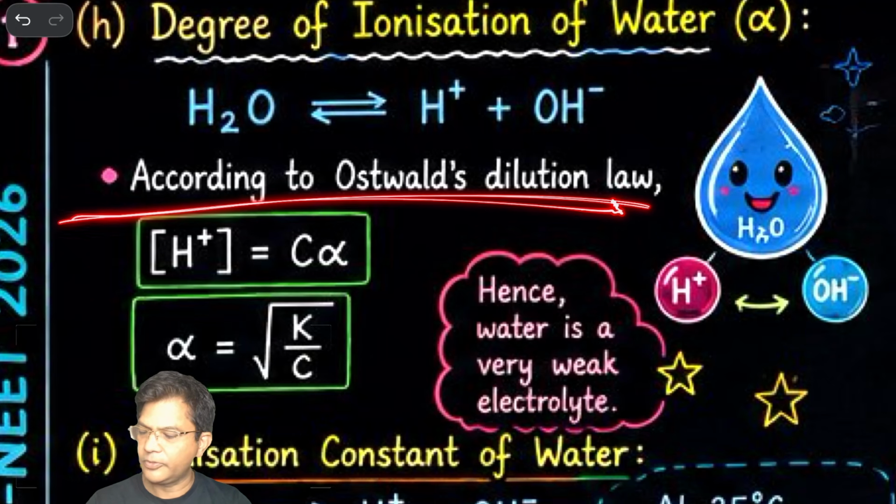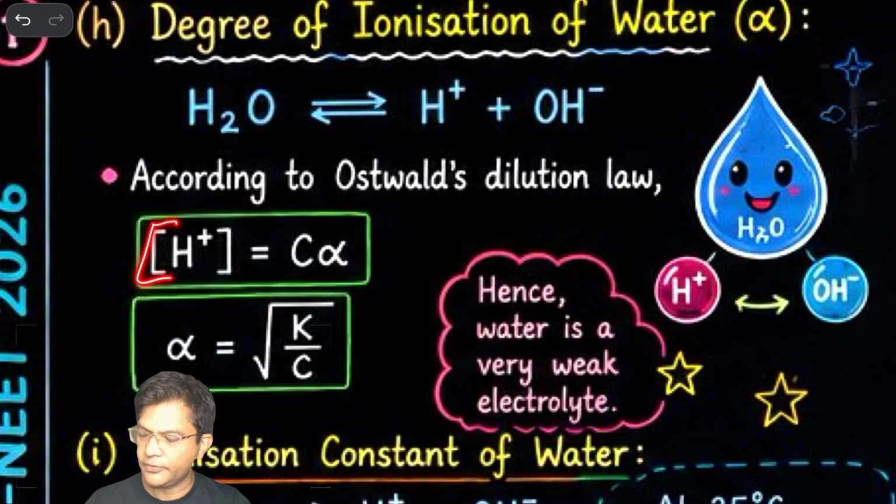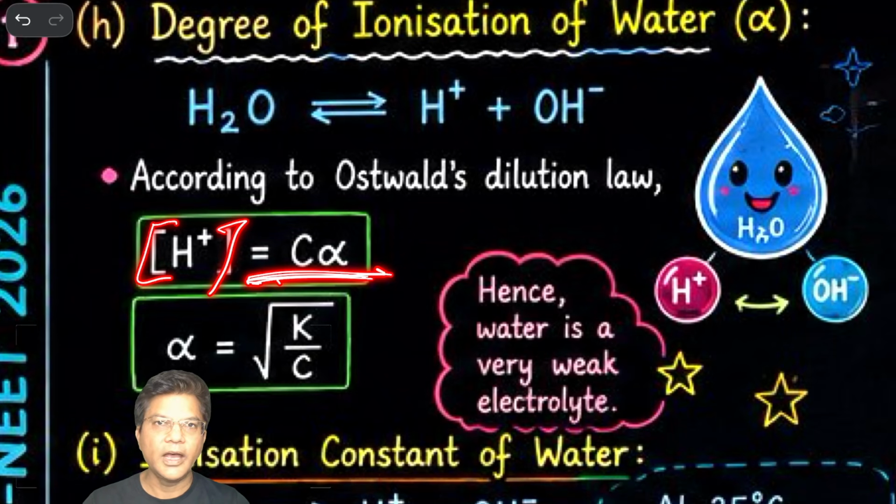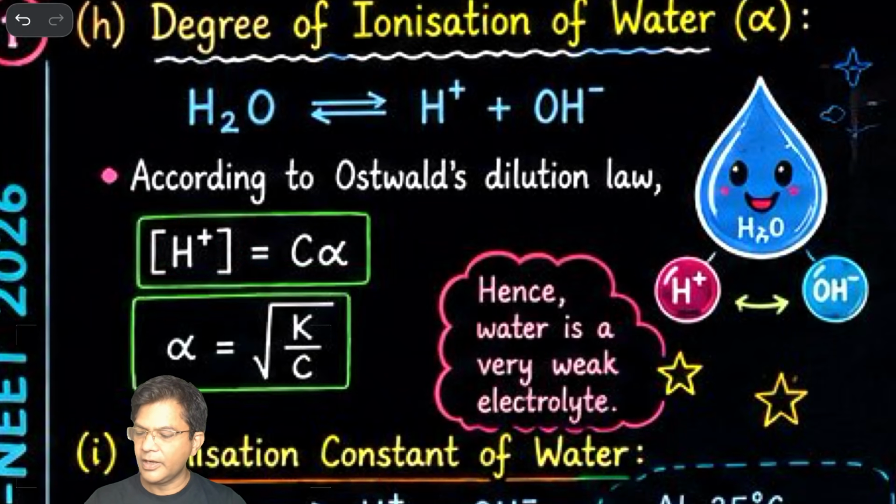So the concentration of H plus will be equal to C alpha. So alpha will come equal to root of Ka by C if it is an acid, and root of Kb by C if it is a base. Now from here you are getting one point. If you keep this value of alpha over here, what will you get?